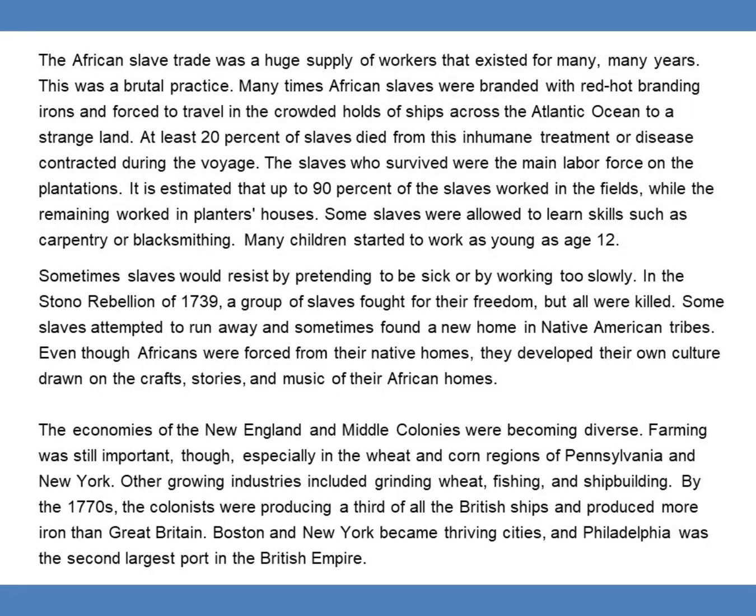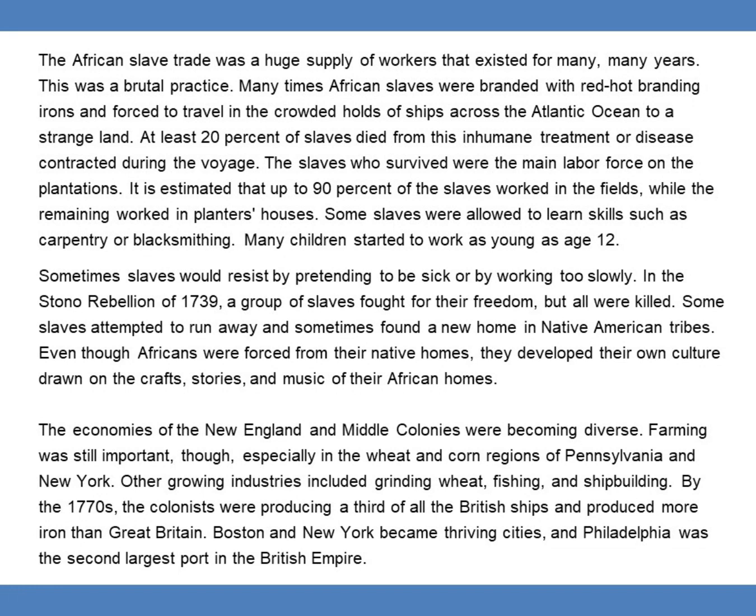Sometimes slaves would resist by pretending to be sick or by working too slowly. In the Stono Rebellion of 1739, a group of slaves fought for their freedom, but all were killed. Some slaves attempted to run away and sometimes found a new home in Native American tribes. Even though Africans were forced from their native homes, they developed their own culture drawn on the crafts, stories, and music of their African homes.